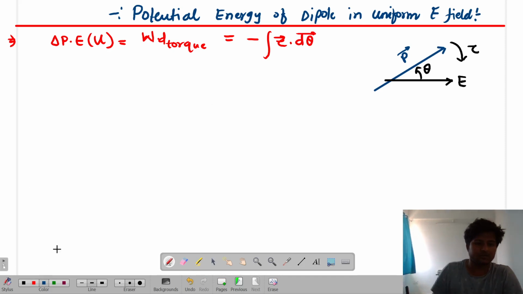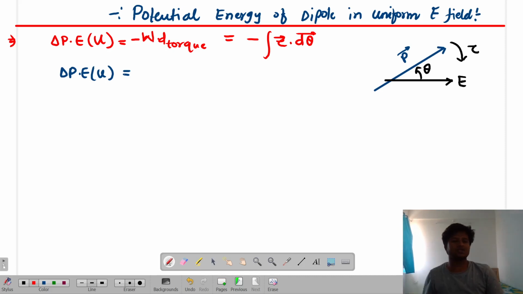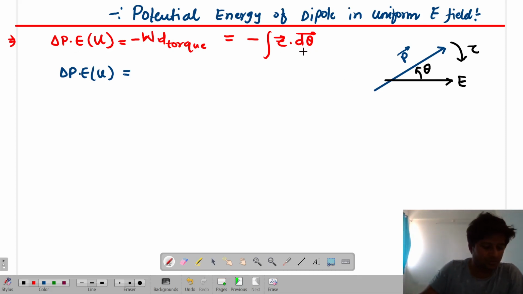So now look over here. What is my change in potential energy? You know that for a conservative field, work done is equal to the negative of the change in potential energy. So basically, potential energy will be the negative of work done, which should be equal to negative of tau dot d theta. Are you able to get me?